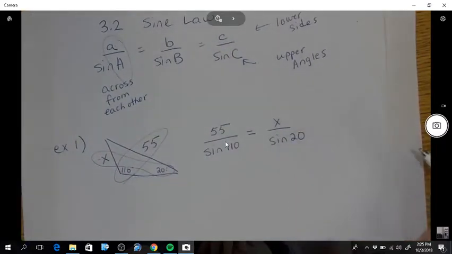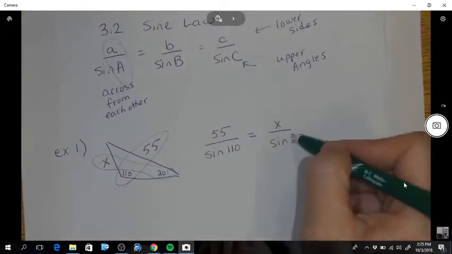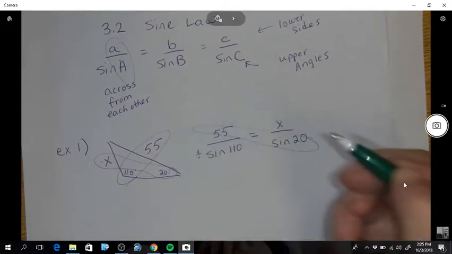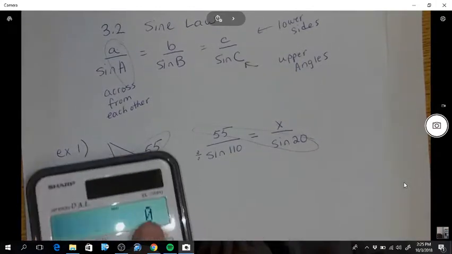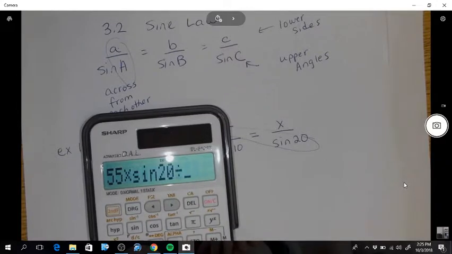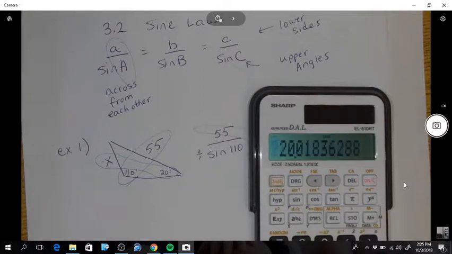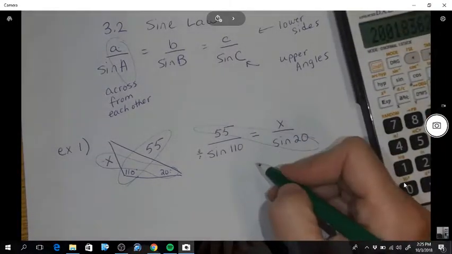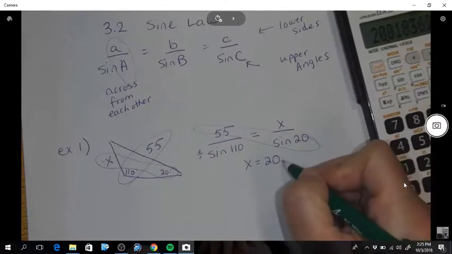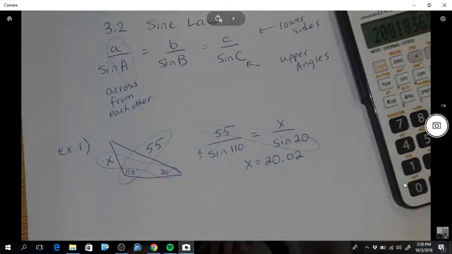Okay, so this ratio is setting up to cross multiply. So when you cross multiply, you multiply the two that match up across from each other and divide by the other one. Okay, so that looks like this, 55 times sine 20, divide by sine of 110. Oh, sorry, not 20 degrees, just the side length of 20.02. So that's your solution for x.